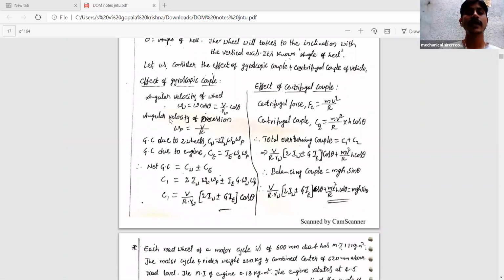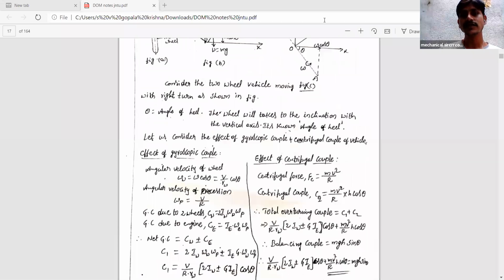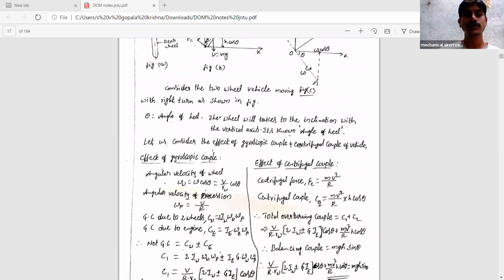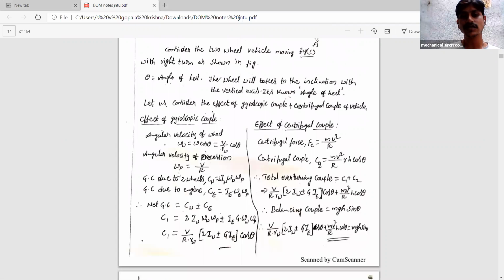Now we write the angular velocity of precession, omega suffix p. What is omega suffix p? All of you observe that: omega suffix p is V by capital R. So we have V by capital R and V by small r cos theta.